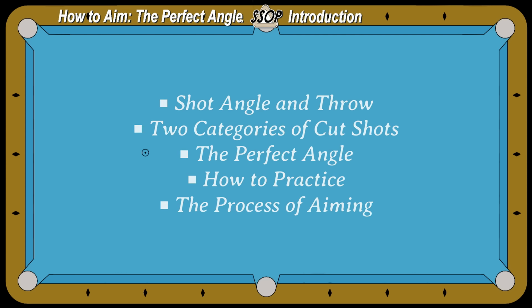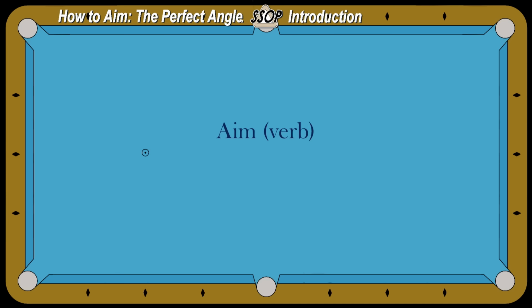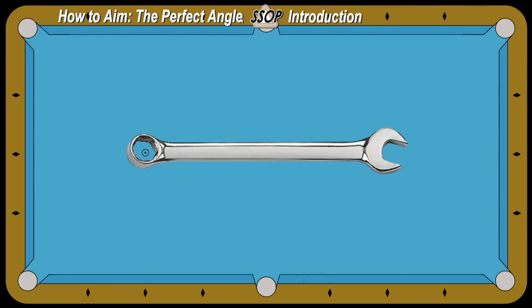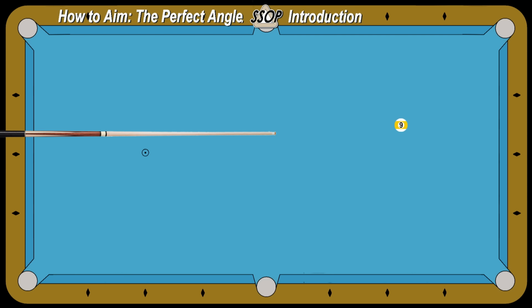First, we better define just what is meant by aiming. The dictionary says aiming is to direct or point a weapon or camera at a target. Is your pool cue a weapon? No, it's a tool. And we need to point it at a target and then direct it, that is to throw it, at that target.